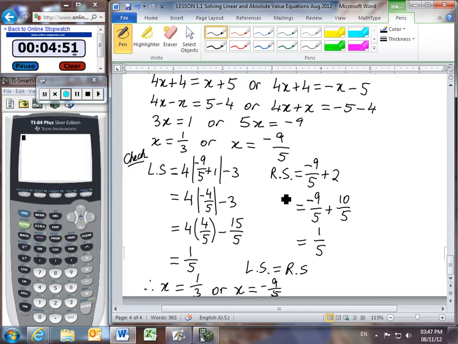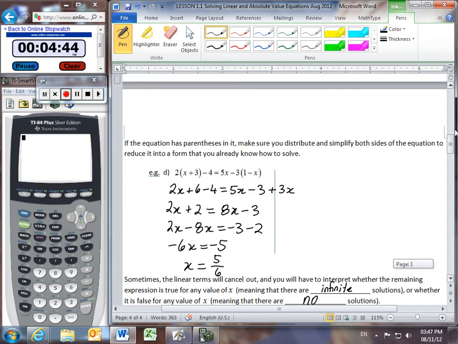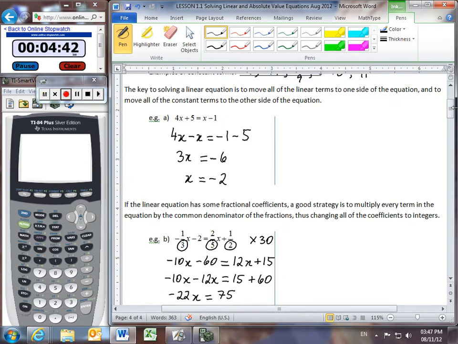Alright, now before finishing this video, I just want to show you how you can also use your calculator to solve some of these equations that we've been looking at. Going right back to the very beginning, let's do example A using a calculator solution.